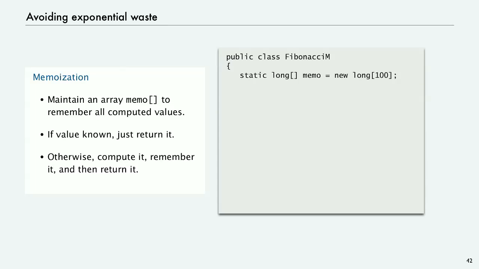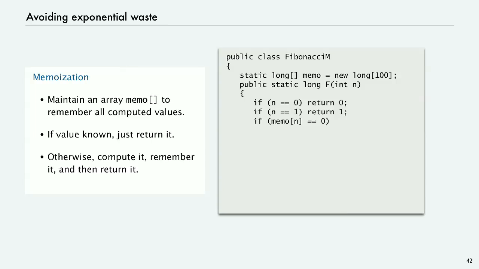We do know that the numbers are going to get huge, and so f of 100 is not going to fit in a long, so that's a bound on the size of that array. So now if we want to compute f of n, we can still have our base case for 0 and 1, but otherwise we look to see if we've computed that value before. If we have not computed that value before, the memo for that will be 0, so we just go ahead and do the recursive calls and then save away that value. And then when we're done, we return it.